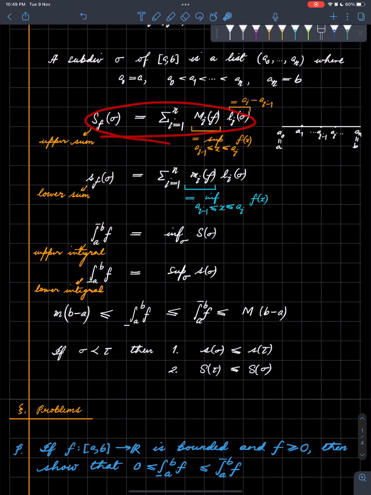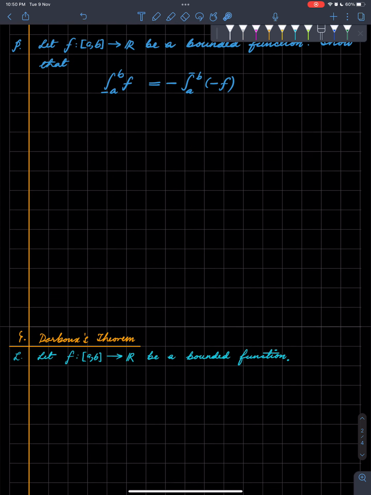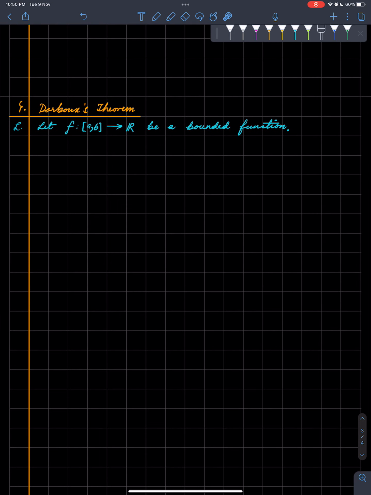But this definition does not give a hint as to how to calculate the upper integral. The upper integral is the infimum over infinitely many things. So how would one go about calculating this? Darboux's theorem gives us a way to potentially calculate this once you have a good handle on what f is. Similarly, you can calculate the lower integral using Darboux's theorem. So that is what we are going to do. Before we state the theorem, we need to develop some basic facts, and then we will get to the theorem.